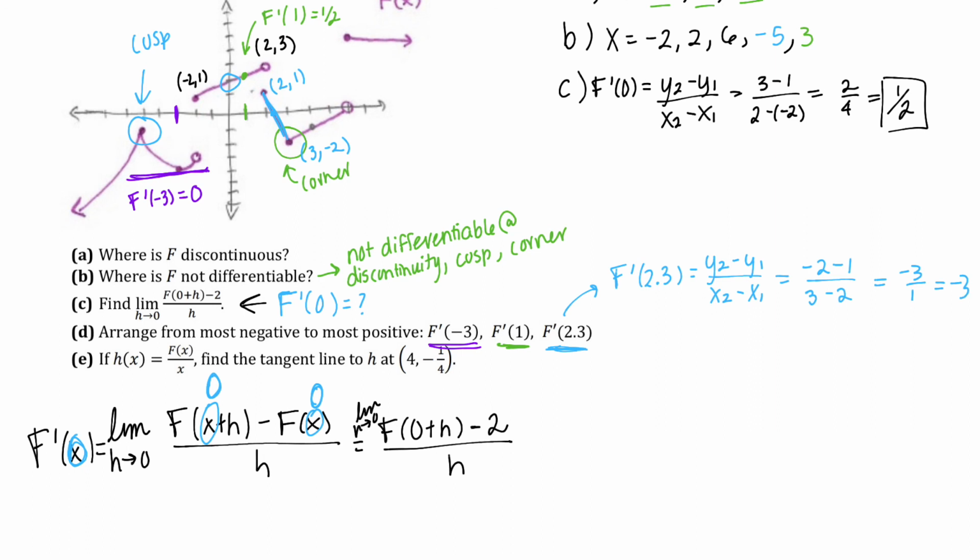So the numbers that we're arranging are 0, 1/2, and -3. From smallest to biggest. So the smallest number is f prime of 2.3. The next biggest number is f prime of -3. And then the biggest number is f prime of 1. So that's how you would arrange them.